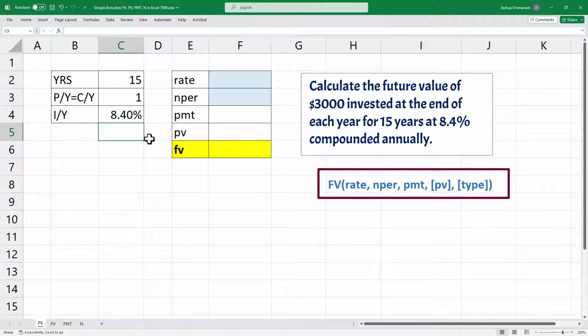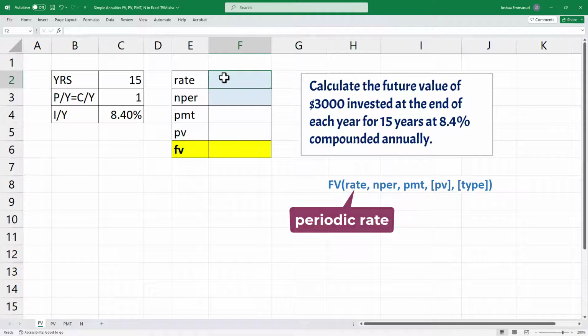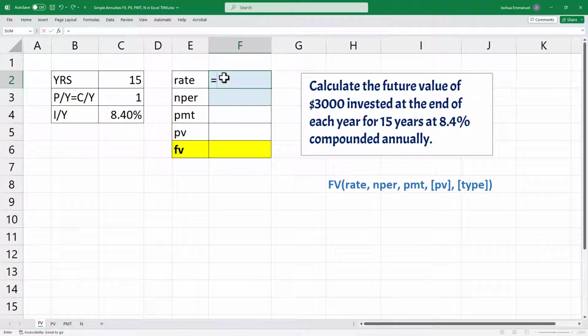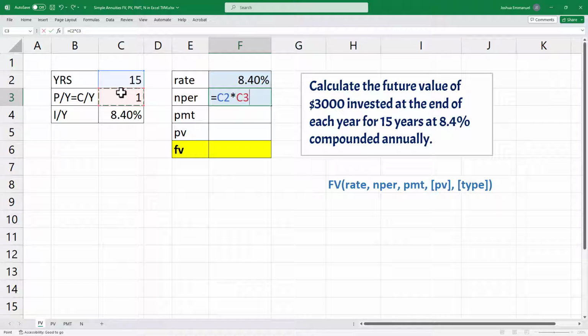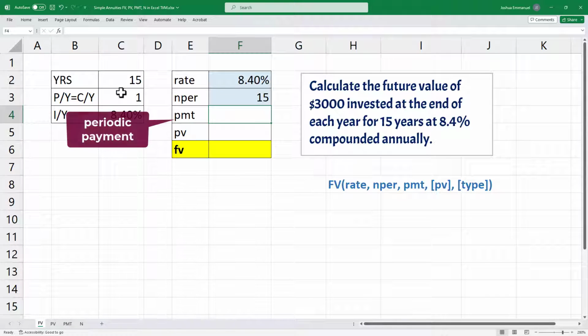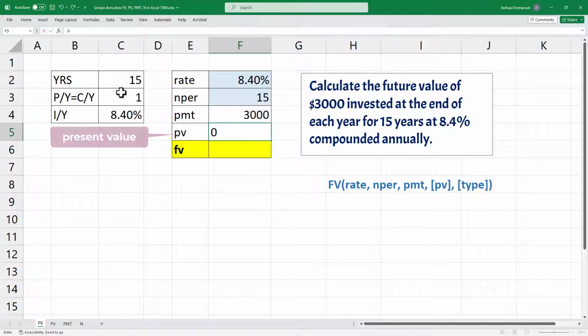In the Excel formula for future value here, rate is the periodic rate. So in simple annuities, to compute periodic rate, we divide the nominal rate by the compounding frequency per year. NPER is the number of payments in the annuities, not the number of compounding periods. It is obtained by years times PY. The periodic payment here is 3,000. There is no present value, so we enter 0.